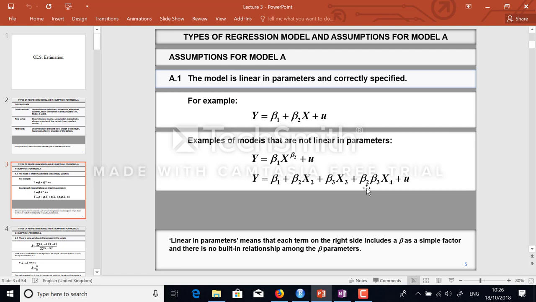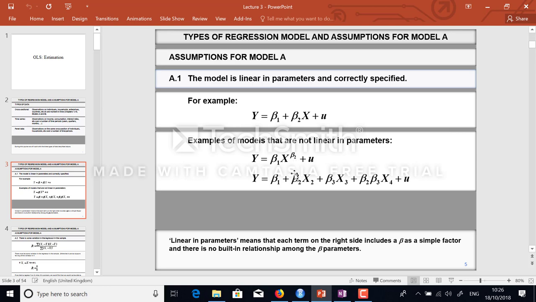When you draw this on an xyz plane, with three variables, beta 1, beta 2, beta 3, you will see it's not linear. If it was beta 1 plus x to the power of beta 2 plus u, that power of beta 2 is not linear. Anything that is not linear in betas is not linear. So betas shouldn't have squares, shouldn't have exponents, shouldn't be an exponent themselves, and they shouldn't be multiplied or divided by each other either.